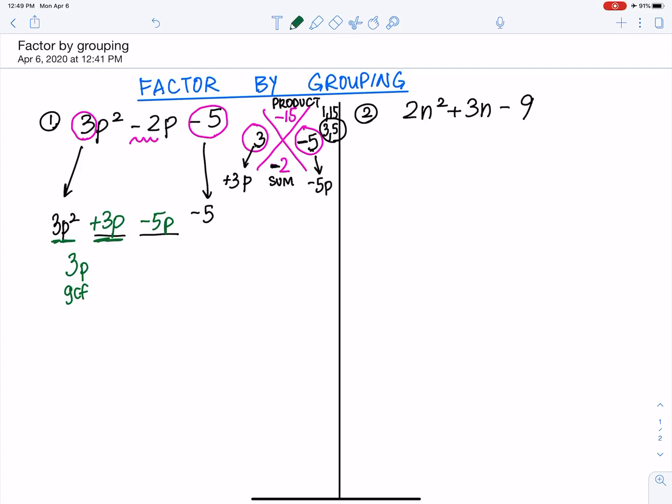Now we're going to do the distributive property. And so 3p times what term is 3p squared? Well, I already have the 3. I have a p, but I want p squared, so I need one more p. So let's put p. So 3p times p is 3p squared. And 3p times what term is positive 3p? Well, I already have 3p, so that means I have to multiply by 1. 3p times 1 is 3p.